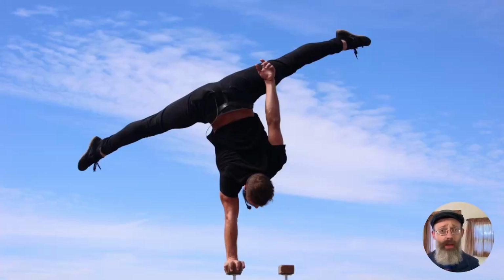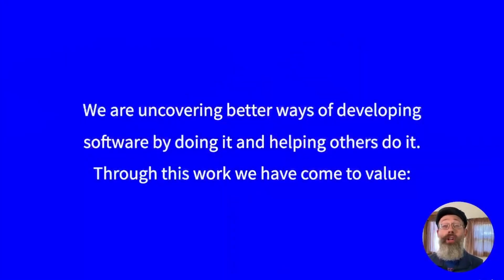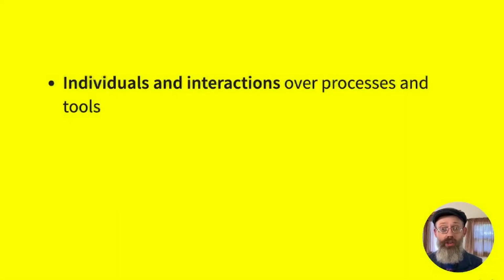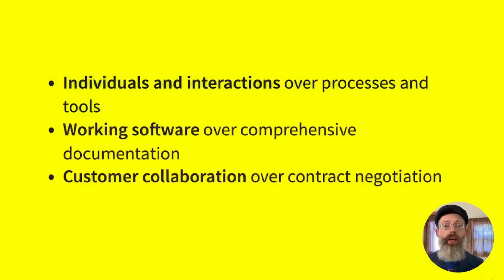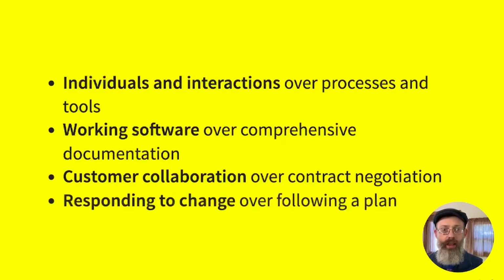Now, the interesting thing about the Agile Manifesto is that it doesn't talk much about the software itself, except to say that the software should work and be of excellent quality. Here's a value statement from the Agile Manifesto. We are uncovering better ways of developing software by doing it and helping others to do it. Through this work, we have come to value individuals and interactions over processes and tools, working software over comprehensive documentation, customer collaboration over contract negotiation, responding to change over following a plan. Individuals and interactions, working software, customer collaboration, responding to change. That's all about communication.